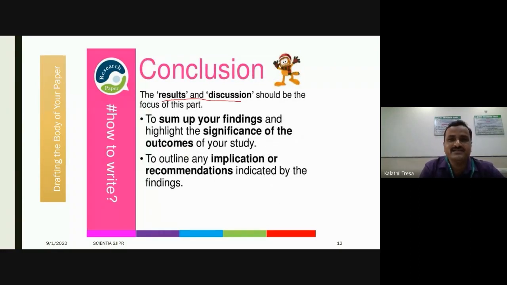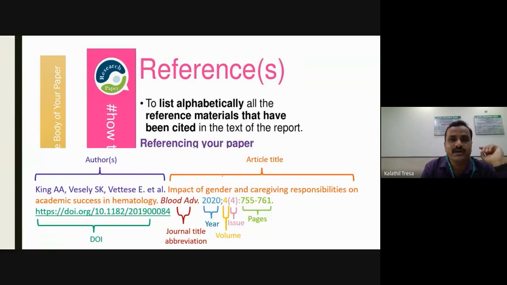Sometimes results and discussion should focus on this part. Whatever the results and discussions are, sometimes they are written in the experimental part in some journals, and in some journals they are written separately. So in the conclusion, we have to sum up all our findings and the outcome of our research, that is the expected outcome, and what is the recommendation or implication indicated by that finding. Means what conclusion you want to convey to other researchers who will refer to your paper, that you have to consider. That is the conclusion part.